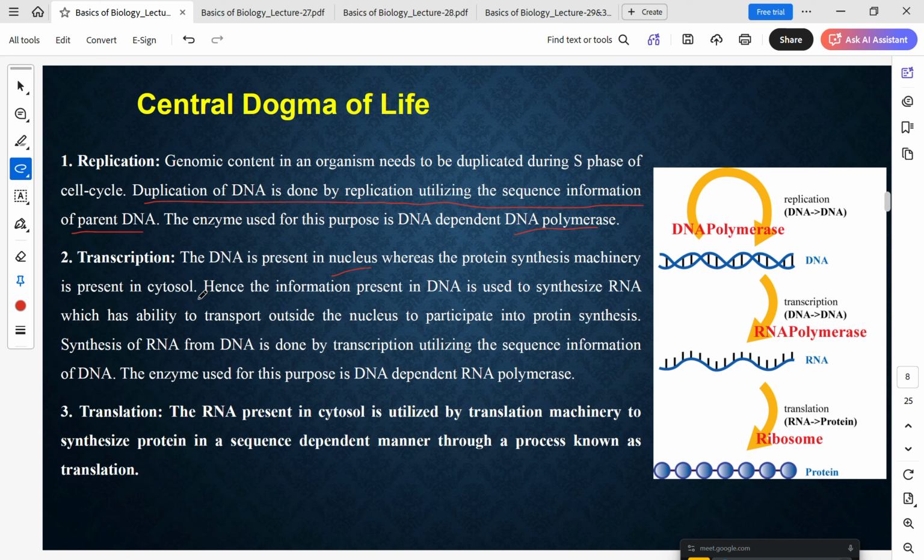The information present in the DNA gets converted into information as RNA, which is done by DNA dependent RNA polymerases. So there are different types of RNA polymerases. There are DNA dependent and DNA independent RNA polymerases. But for this course, we'll mostly be looking at DNA dependent RNA polymerases. Translation happens when the RNA that gets shuttled from the nucleus to the cytoplasm is converted as information into proteins in a sequence dependent manner.